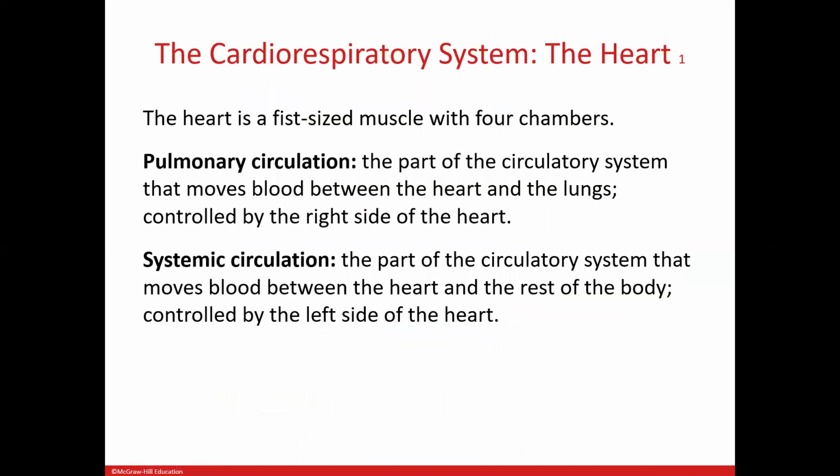Pulmonary circulation is where the blood goes between the heart and the lungs, and is controlled by the right side of the heart. And systemic circulation is the part where blood travels from the heart to the rest of the body.